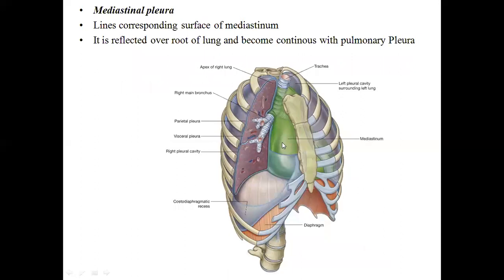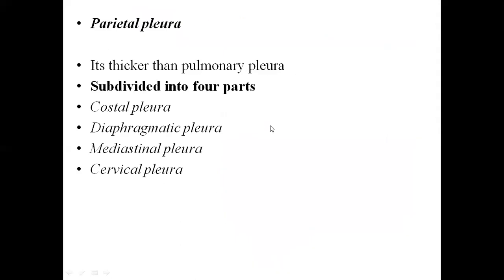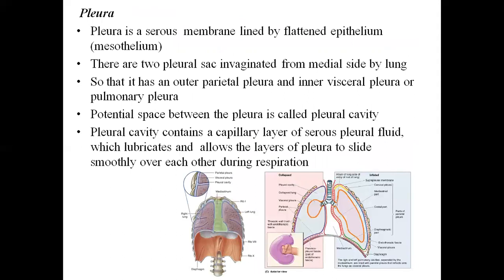Mediastinal pleura, as the name suggests, corresponds to the mediastinal surface of the lung, or to the mediastinum. The mediastinum is a space between the two lungs where the heart and the great vessels are located. It is reflected over the root of the lung and becomes continuous with the pulmonary pleura. Mediastinal pleura is a part of the parietal pleura that becomes the visceral pleura near the root of the lung. This can be better explained with this diagram. This is the mediastinal pleura, which is seen near the mediastinum, and it gets reflected at the root of the lung to become the visceral pleura, or the pulmonary pleura.